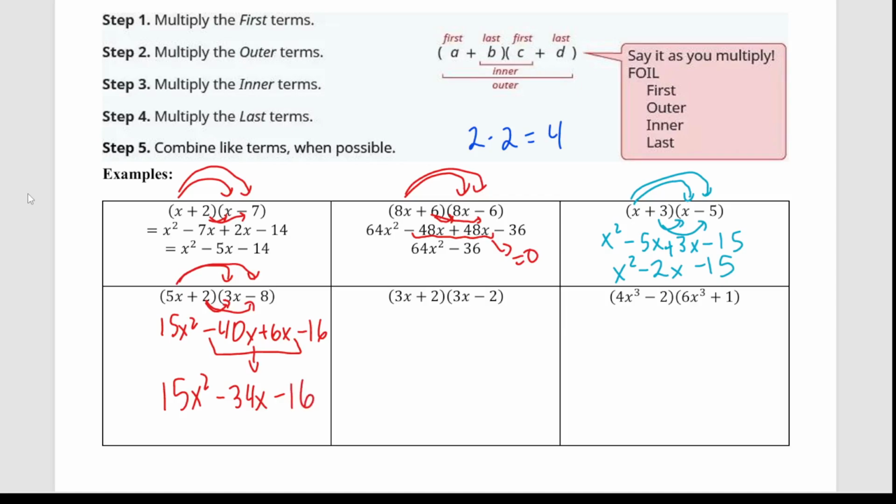This next one, if we keep going, 3x times 3x is going to give us 9x squared. 3x times negative 2 is negative 6x. 2 times positive 3x is plus 6x. 2 times negative 2 is negative 4. Negative 6x plus 6x makes 0, so we're just left with 9x squared minus 4.